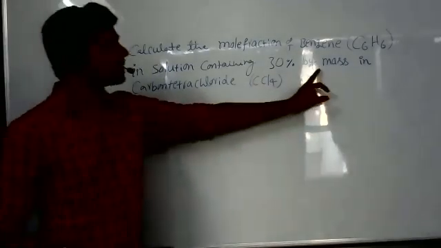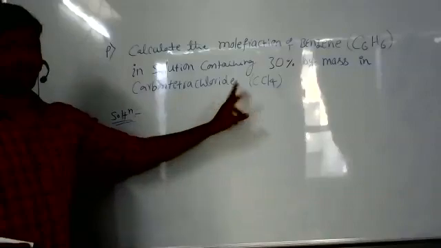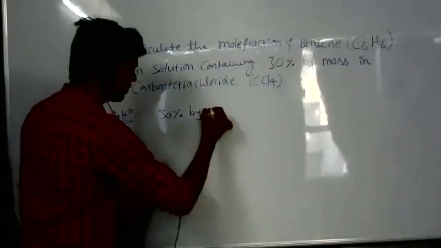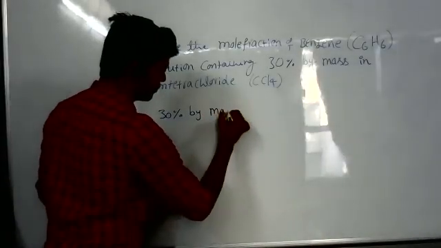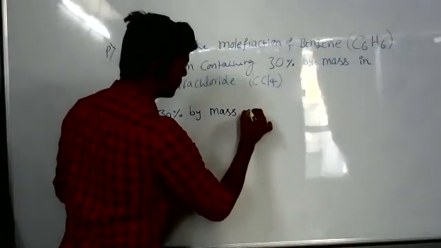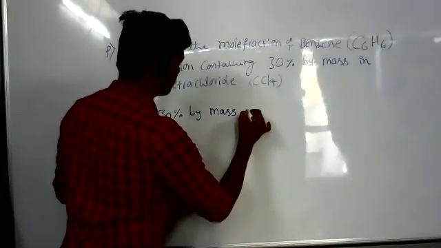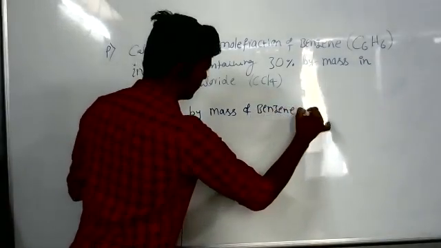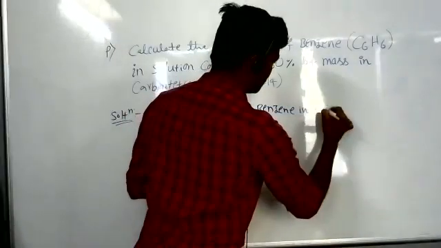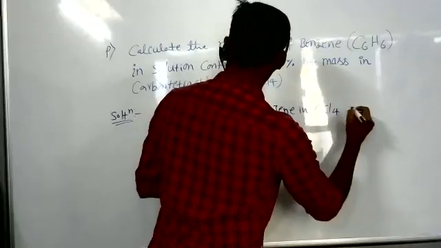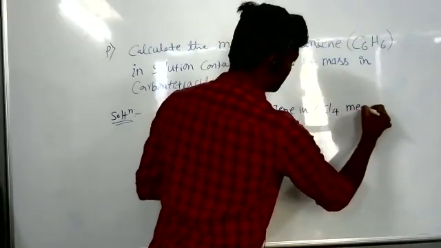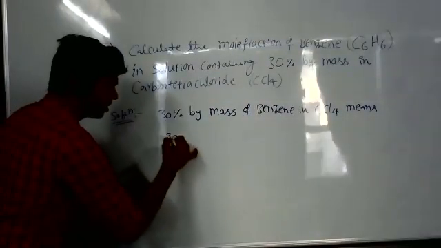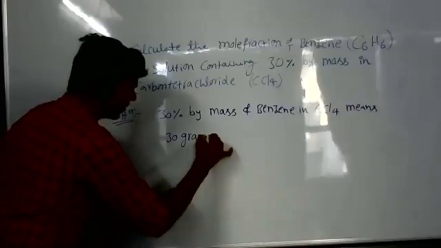You're given 30% by mass benzene in carbon tetrachloride. That means benzene in CCl4 means thirty grams of benzene.